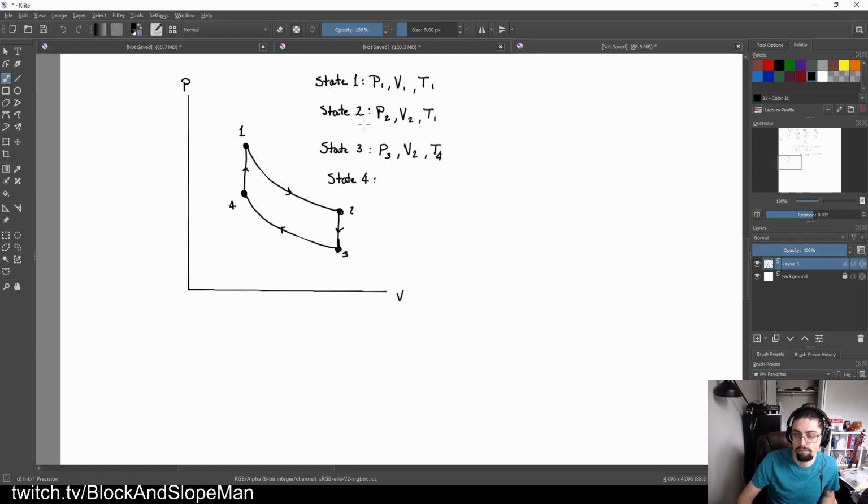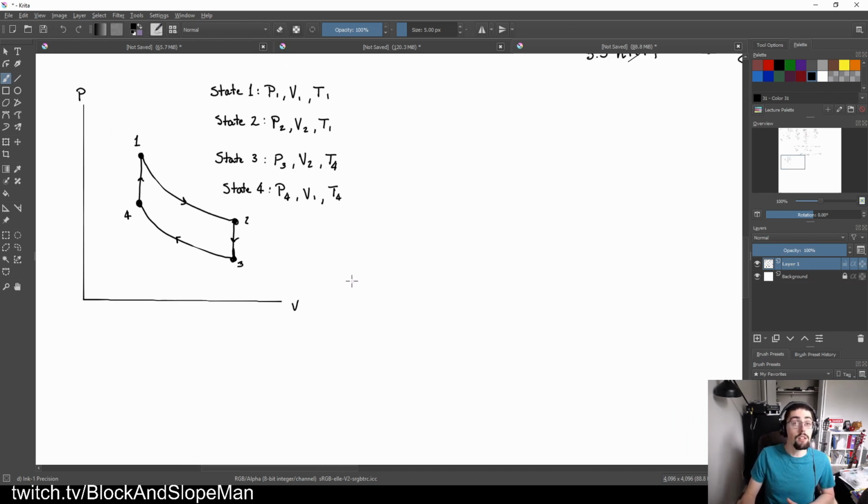State 4, we're going to say, okay, well, now we're at some P4, whatever that is. We're back to our initial volume, but we are still at T4. Okay. Let's see what we can do with this, right? Let's see how far this gets us. Maybe this is enough. That's always a possibility. So let's look at this transformation by transformation.